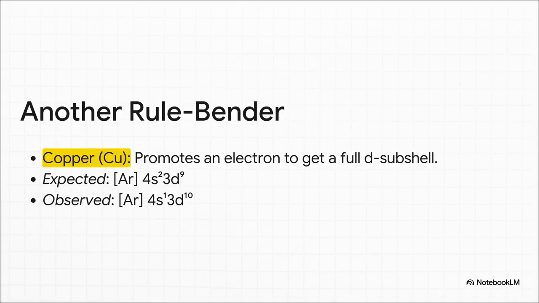And chromium isn't alone here. Copper does the exact same thing, but it does it to get a completely full outer subshell, which is an even more stable arrangement. See, these exceptions don't actually break the system, they just reveal a deeper layer of the rules, that overwhelming drive for stability.